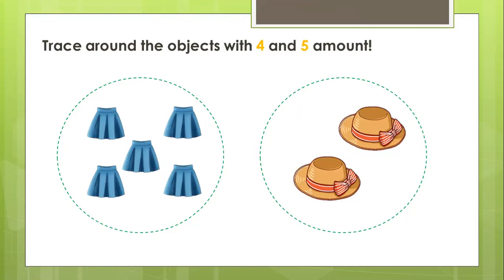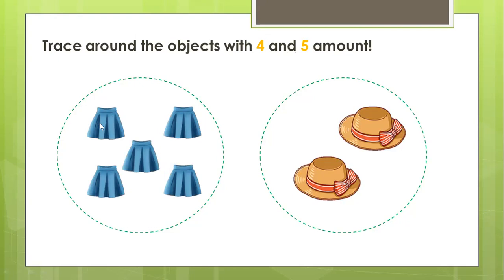Now it says something different in numbers. Can we read? Trace around the objects with 4 and 5 amount. It says 4 and 5. I'm sure you cannot read the whole sentence, most of you, but you know the number. This is number 4, and this is number 5. You are so smart. Okay, so only 4 and 5 amount of objects we can trace. If it's less or more, we cannot.